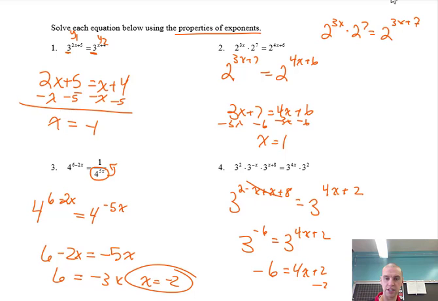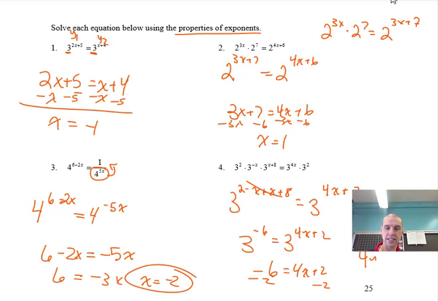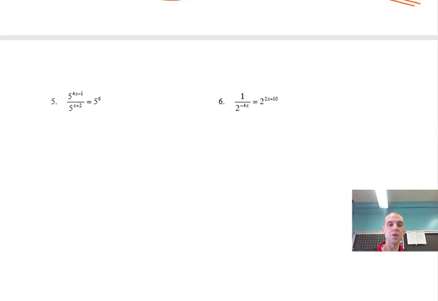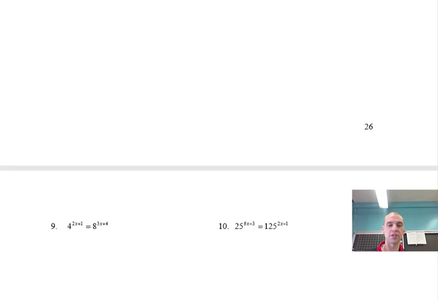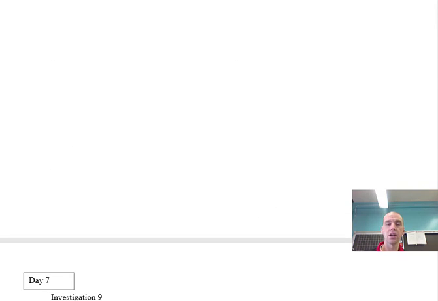And let's see here, subtract the 2. I'm going to get 4x to equal negative 8, so x equals negative 2. And again, you can always go back and check using the calculator. In class, we will look at the rest of numbers 5 through 12.